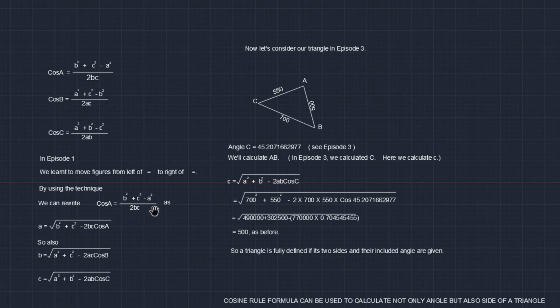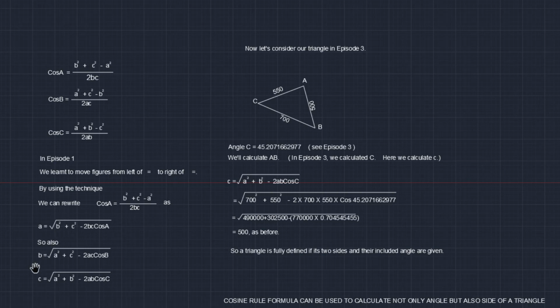Here minus A squared comes to this side and becomes plus A squared. This 2BC cos A goes to that side and changes its sign. So B squared plus C squared minus 2BC cos A is equal to A squared. So A is equal to square root of B squared plus C squared minus 2BC cos A.